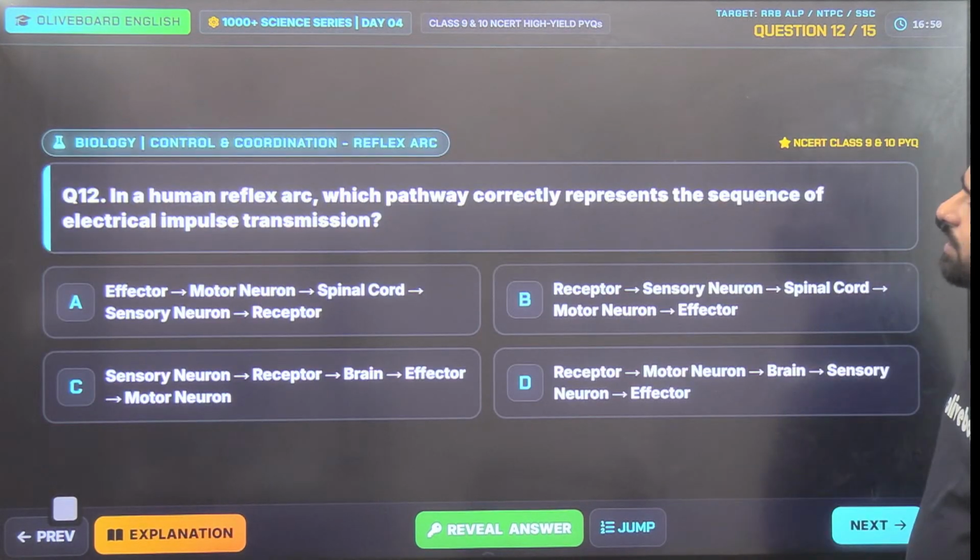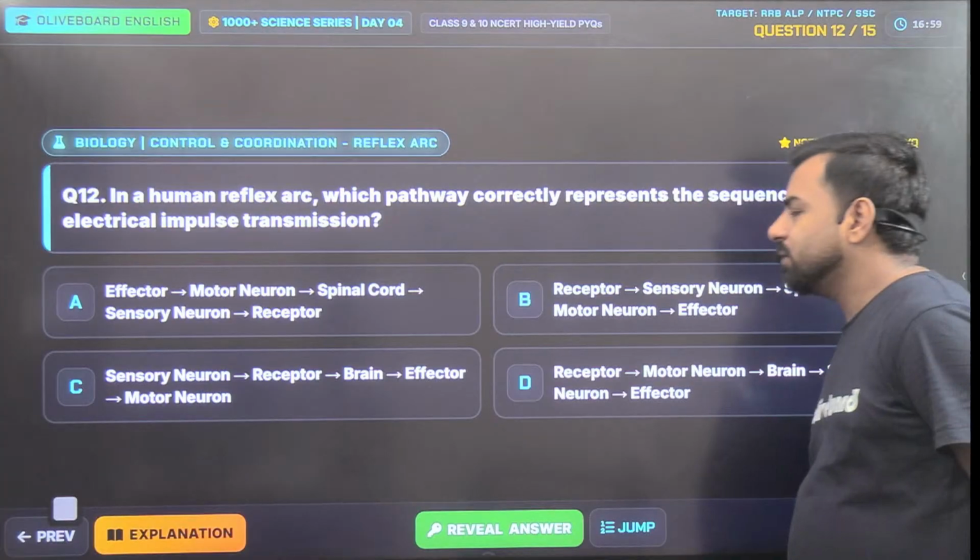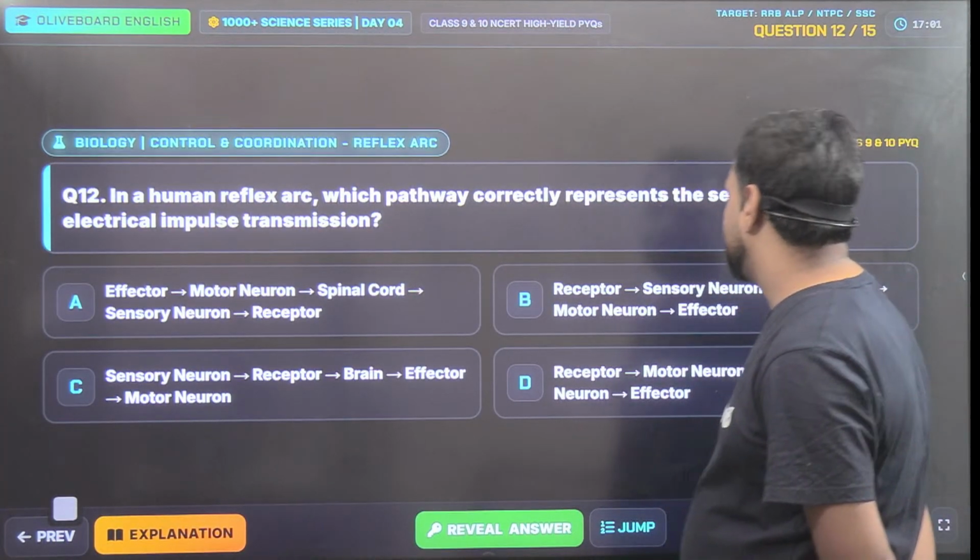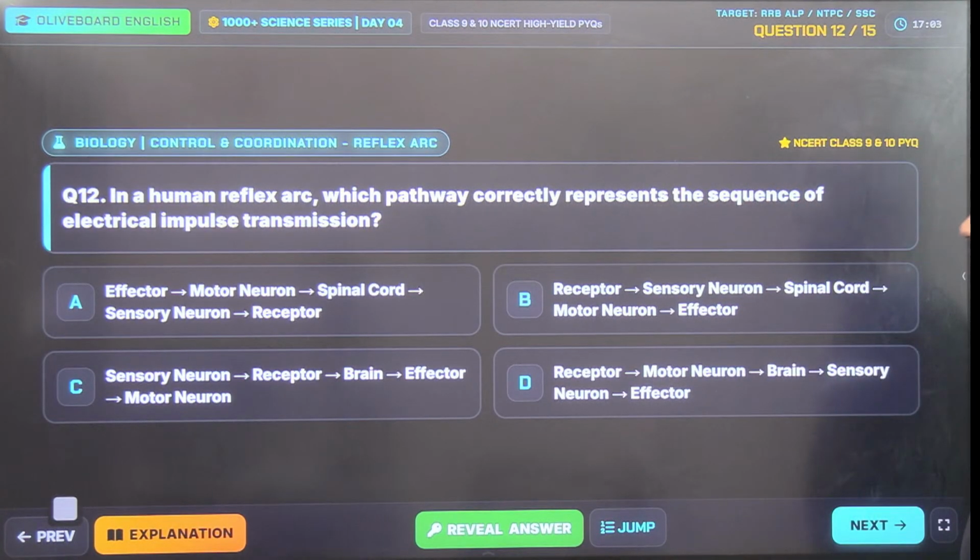Next we have: in the human reflex arc, which pathway correctly represents the sequence of electrical impulse transmission? So is it effector first? Is it receptor? You have 4 options. Tell me what will be the correct answer.